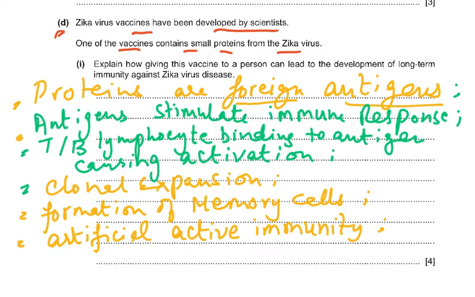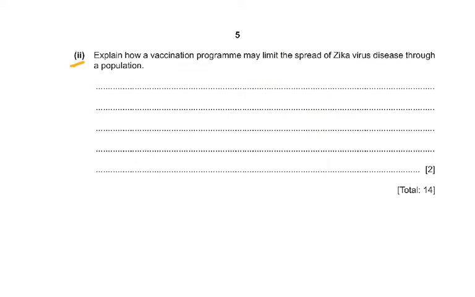Proteins are foreign antigens. Antigens stimulate an immune response. T lymphocytes or B lymphocytes bind to the antigen and cause activation, then clonal expansion, then formation of memory cells, and this is artificial active immunity. Then coming to the last part of this question, explain how a vaccination program may limit the spread of the Zika virus disease through a population, through a group of people living in a city or a town or a country even. So this is going to result in herd immunity.